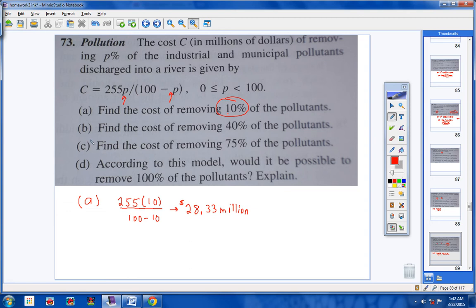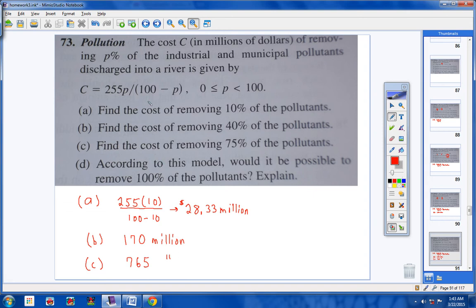So letter B, I'm not going to work out B and C for you. It's obvious what to do for B. You put 40 in for P and P, and you'll get out this right here, 170 million. For C, we want to remove 75% of pollutants, so you put 75% in for P, and you'll get out this right here, $765 million is the cost that it will take.